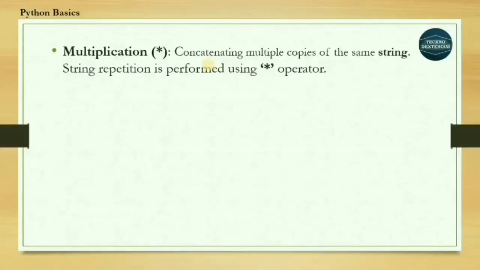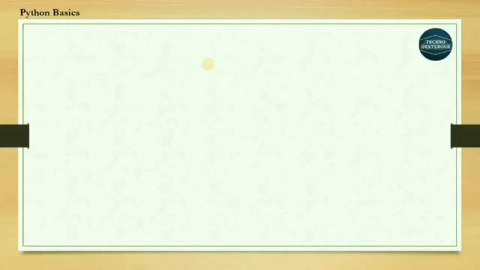Multiplication. It is nothing but string repetition and it is performed using star operator. For example, if we multiply string with the number like 3, it will replicate the string as below. It will provide the concatenated form of the same string. It will replicate the same string for the 3 time as we have multiplied the same string with the 3 number. Like this. Let's perform practicals.